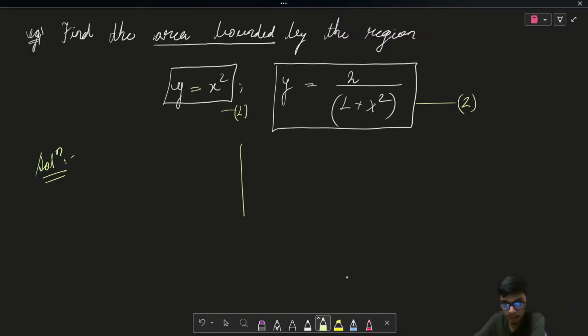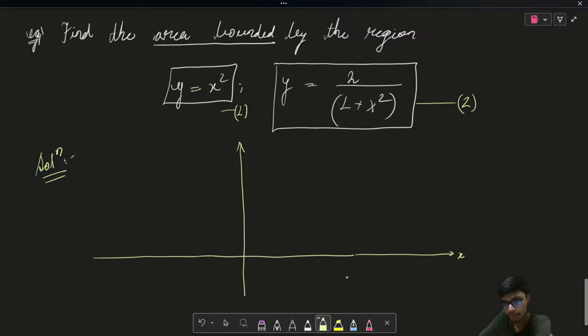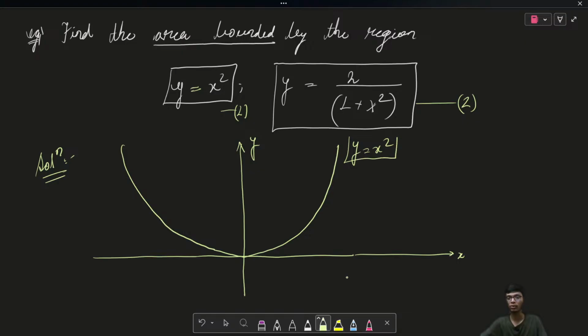If I plot it on the x and y axes, y is equal to x square is going to be a parabola. If you observe, if you change x with minus x, it becomes the same expression, so it is symmetric about the y-axis, which is a simple parabola. Now the interesting part is to sketch the curve y is equal to 2 upon 1 plus x square. This is going to be an interesting curve.